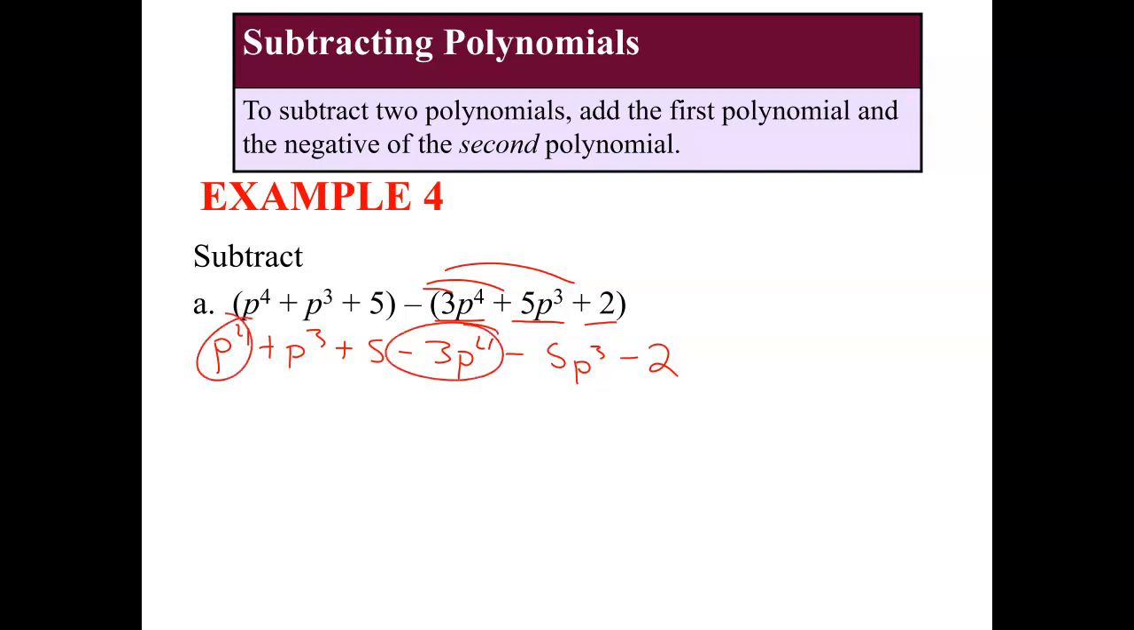P to the fourth and negative 3p to the fourth. P to the third, negative 5p to the third. 5 and negative 2, 3. A whole lot of combining like terms.